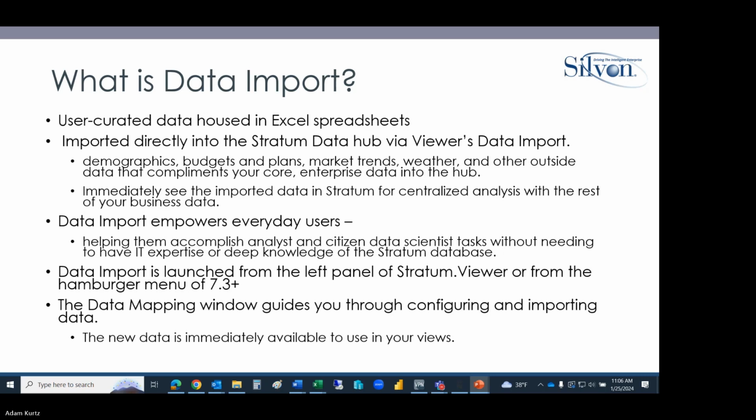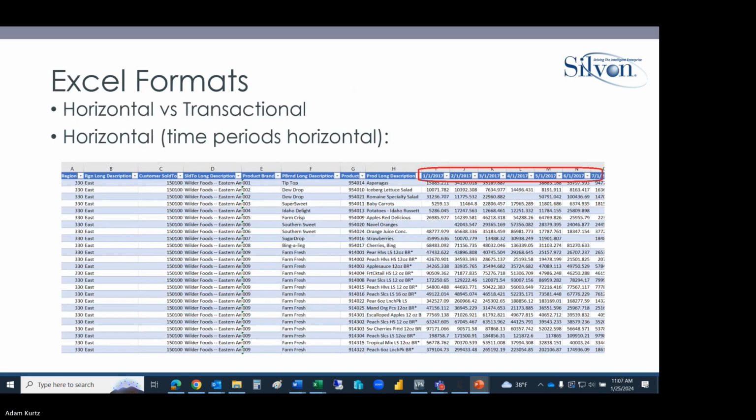Here's an example of what an Excel format might look like in a horizontal fashion. Stratum takes two different types of data formats. As you can see, horizontal, with time periods going across the horizon. So that's one way to get data imported into Stratum. Another way would be transactional time periods, where you've got a record and a time bucket or a transaction date for that record. As you can see, it's more vertical as opposed to horizontal. So either one of those formats would work for the data import process.